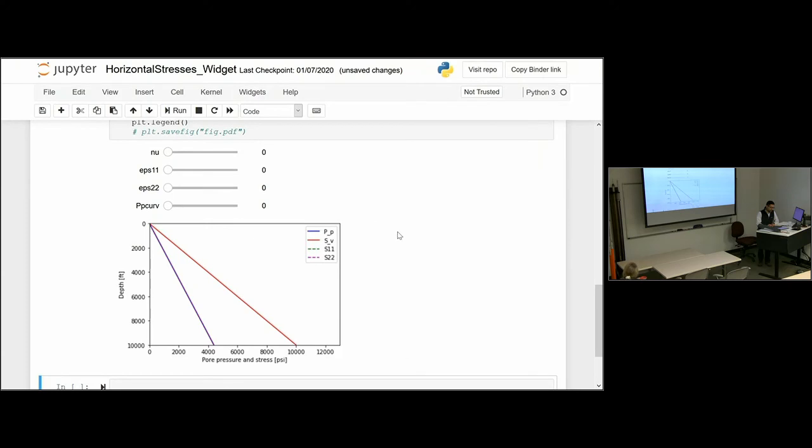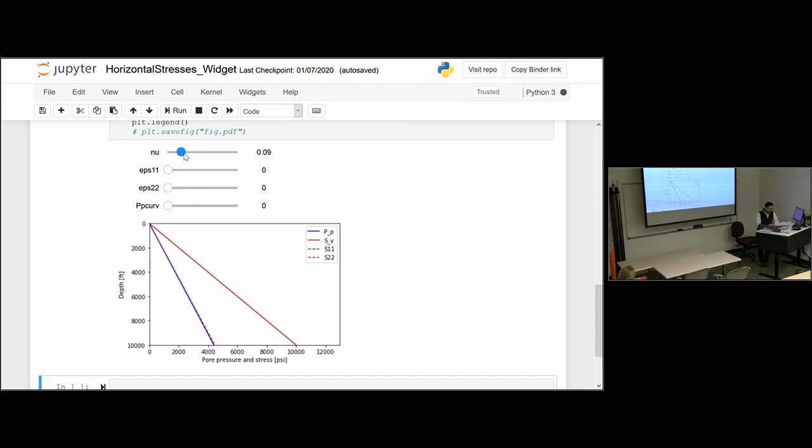So if I come back over here, in red I have the vertical stress or overburden, and in blue I have the pore pressure. Notice that if the Poisson ratio is equal to zero, that means that the rock is not pushing to the sides. If the rock is not pushing to the sides, the effective horizontal stresses are going to be zero. If the effective horizontal stresses are zero, that means that the total horizontal stresses are equal to the pore pressure. That's the case in which the Poisson ratio is equal to zero, but it's not realistic.